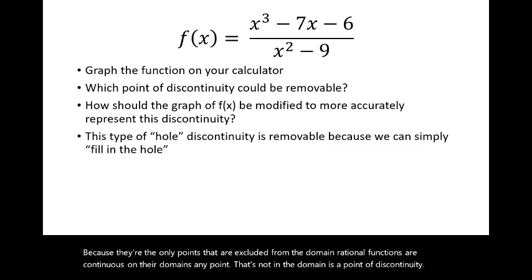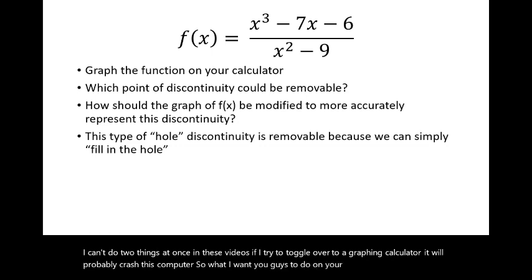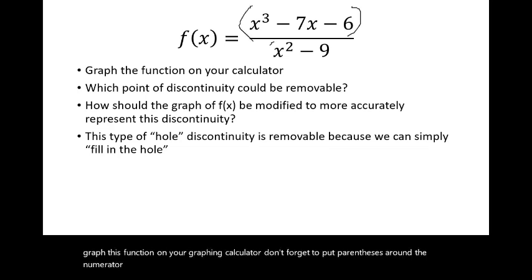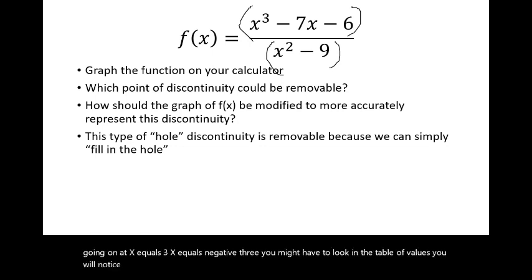Now, I can't do two things at once in these videos. If I try to toggle over to a graphing calculator, it will probably crash this computer. So what I want you to do on your own is graph this function on your graphing calculator. Don't forget to put parentheses around the numerator and the denominator. And I want you to actually look at the graph and see what is going on at x equals 3 and x equals -3. You might have to look in the table of values. You will notice that one of them is an asymptote and one of them is a hole.